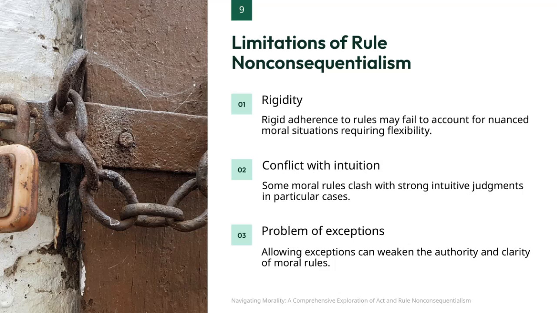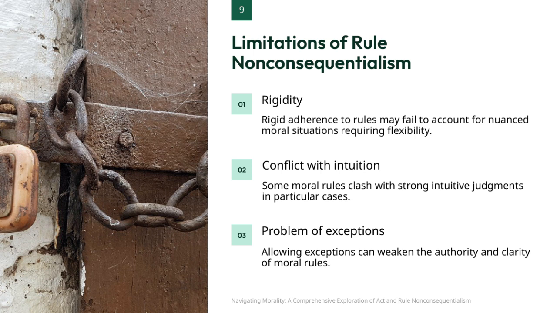Here we explore some important limitations of rule non-consequentialism. First, rigidity can be a significant issue. Strictly following moral rules without exception might overlook complex situations where some flexibility is needed. Next, there's the problem of conflict with intuition.